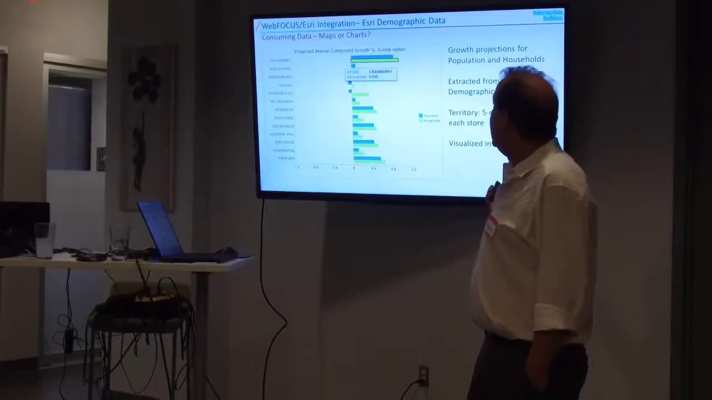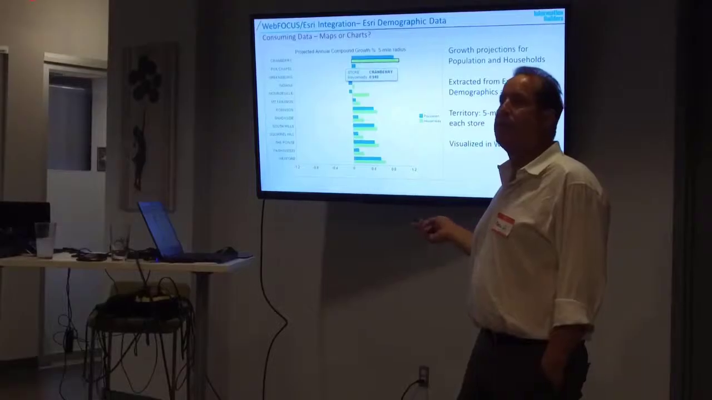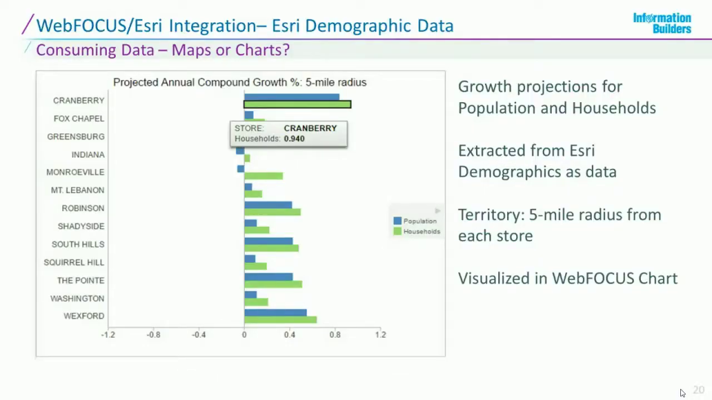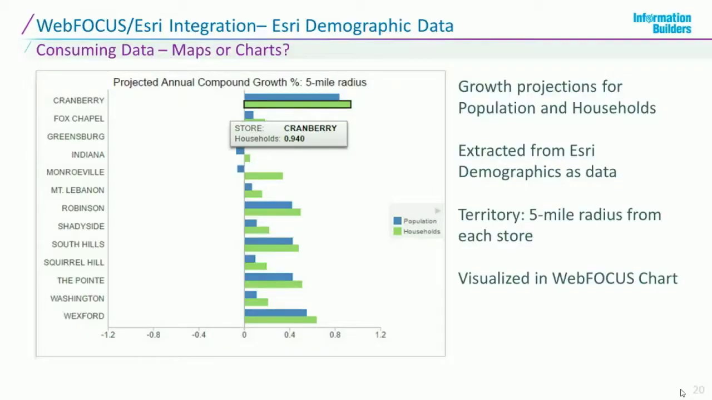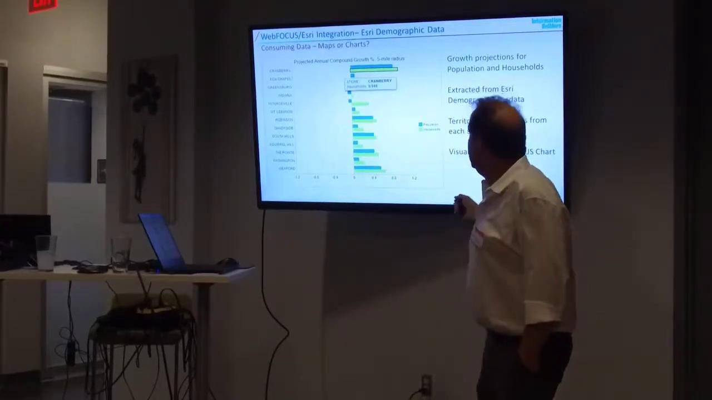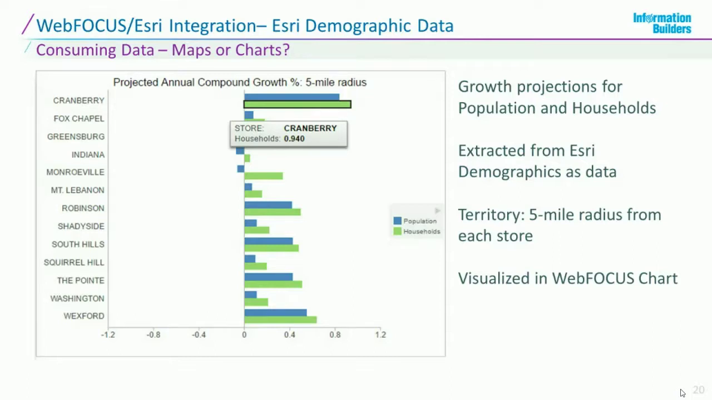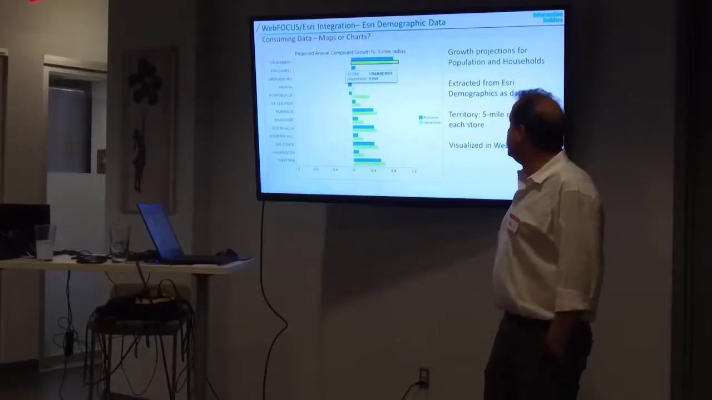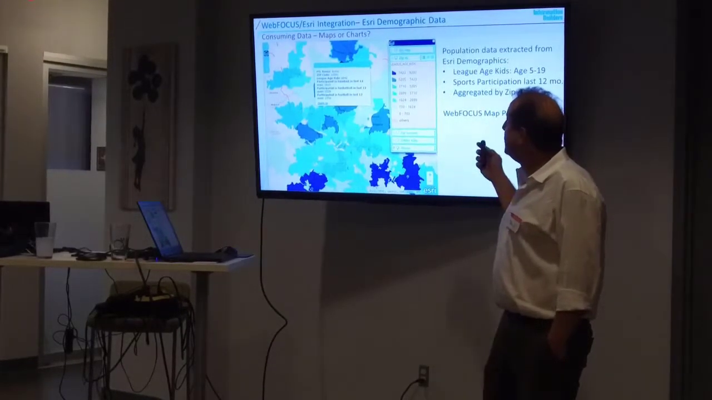In that same panel, we had this chart showing the projected annual compound growth percentage within a 5-mile radius of the store. Look at Monroeville. It's going to go backwards. Right? They're projected to lose people in the next 5 years. Okay. Number of households isn't necessarily going to change too much. Actually, I'm sorry, that's projected to go up. Population is projected to go down. Okay. This one's one of my favorites.